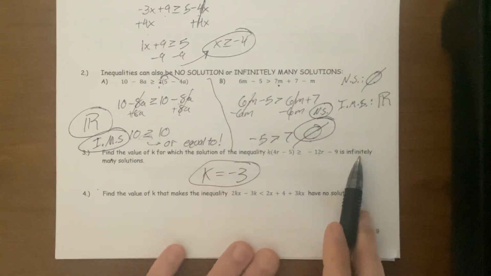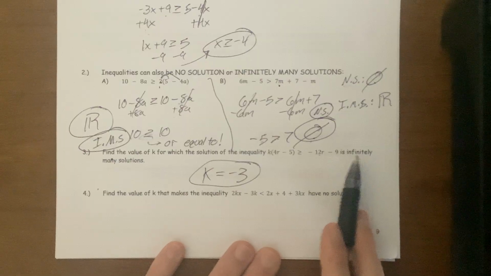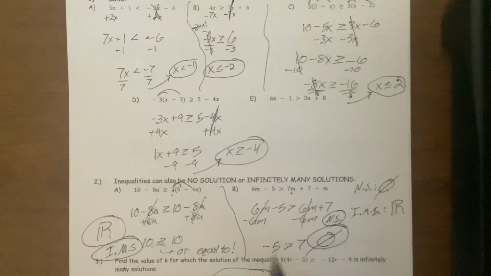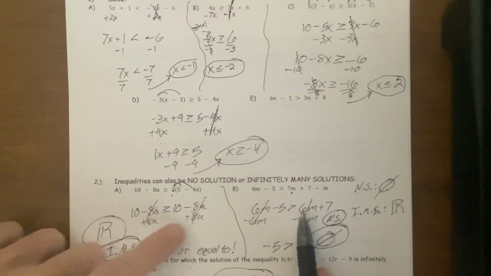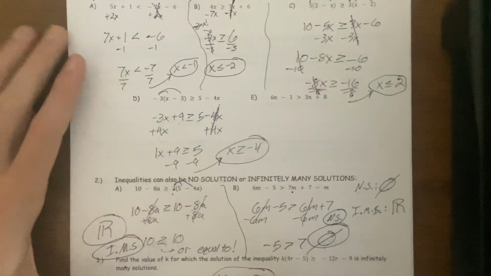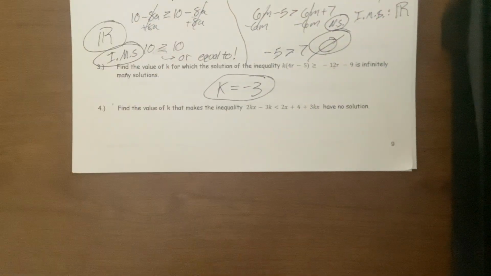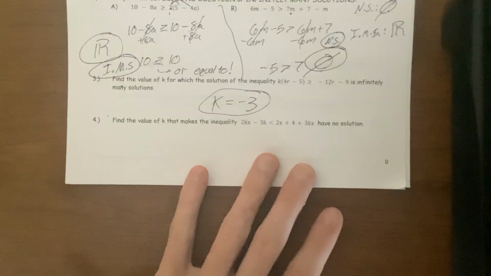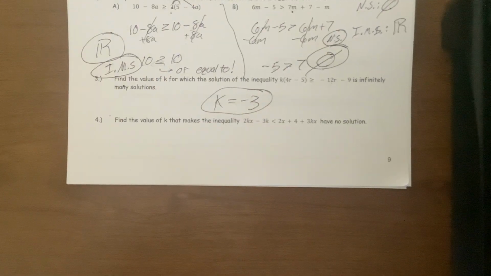So it doesn't matter whether it says, hey, what does k need to be for it to be infinitely many, or if it needs to be no solution. You're really just looking for those variables to match up on both sides, just like with A and B here. Now, a little bit of a different situation. Number 4, this one's a little bit more complex, a little bit more work needed, but find the value of k that makes the inequality 2kx minus 3k less than 2x plus 4 plus 3kx have no solution.